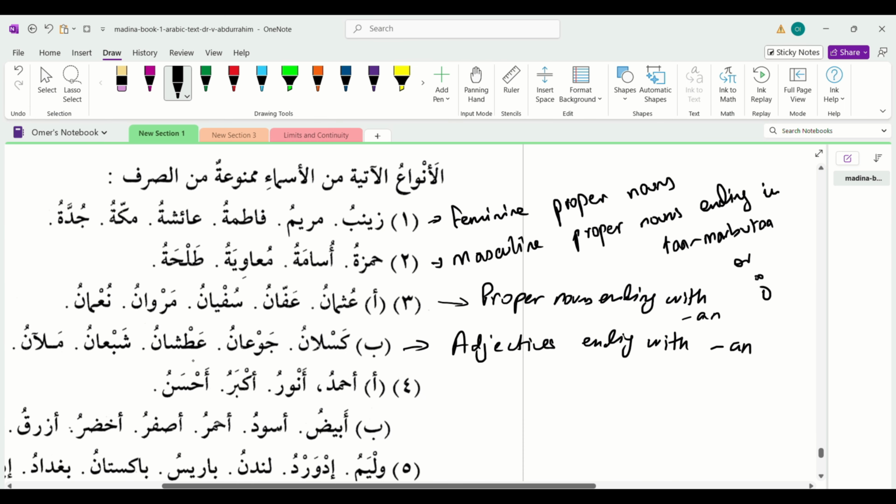And so these are proper nouns. And Kaslanu, Kaslan means lazy, Jawaan means hungry, Atshan means thirsty, Shab'an means full, as in he has eaten properly. Mal'an means filled.